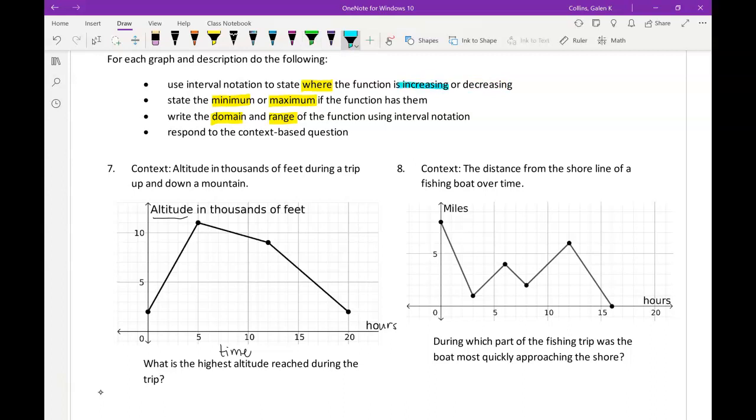So where a function is increasing, I'm going to go back and color code this differently. Where a function is increasing is that when I look at my graph from left to right, it's going up. So on this graph, this section of my graph is increasing. And then where a function is decreasing, well, that is when I look at my graph from left to right, my function is going down. So that happens from there to there, but then again, here as well.